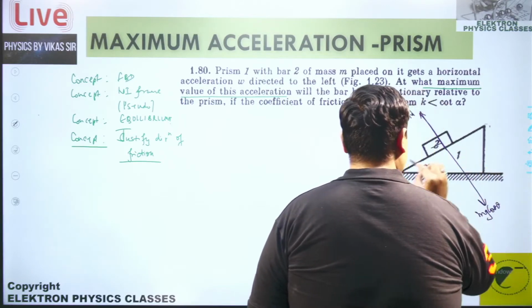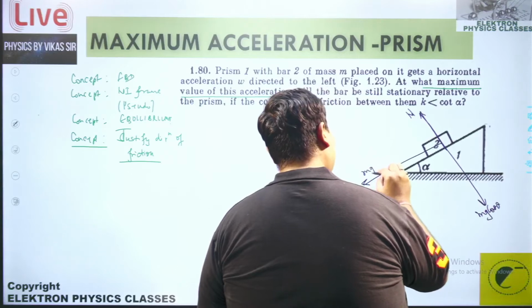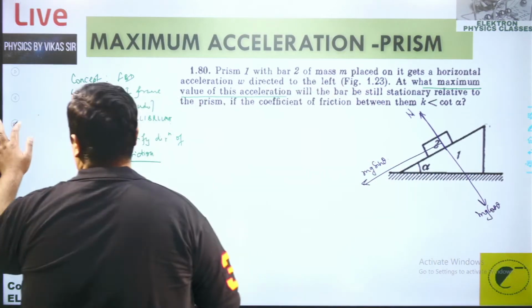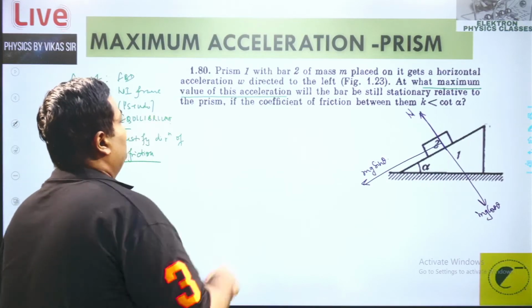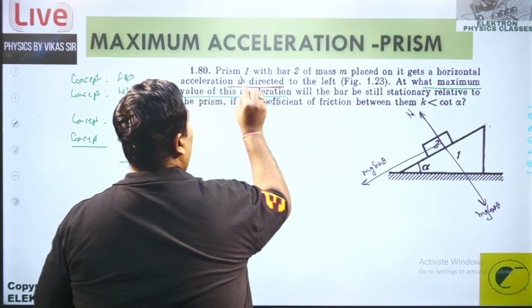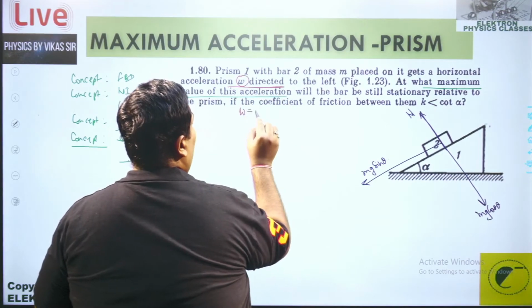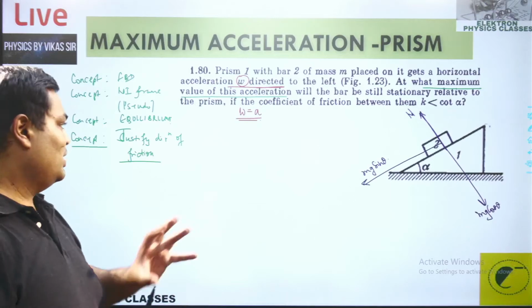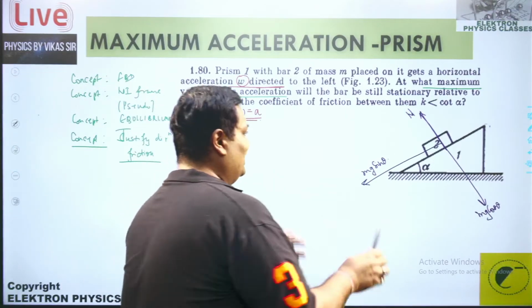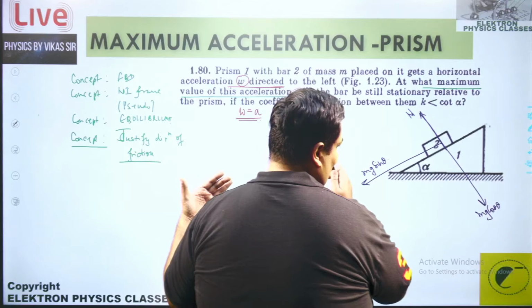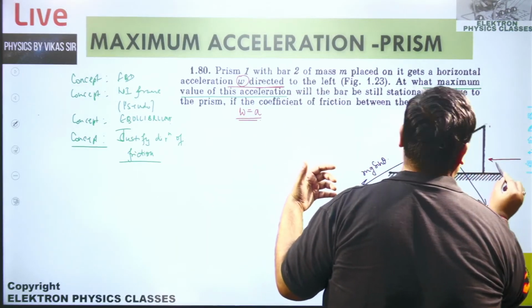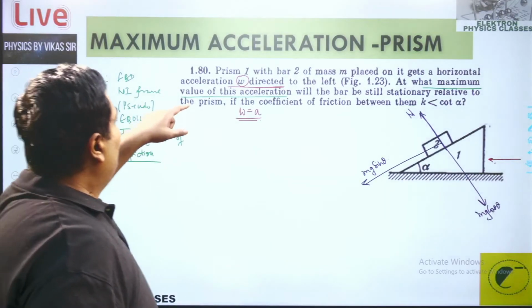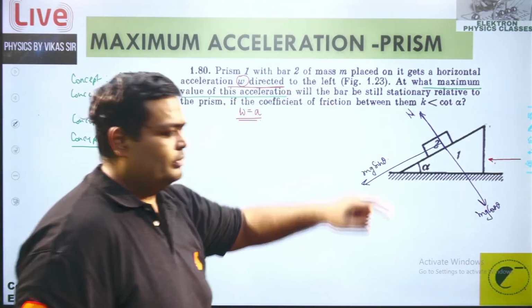There is mg sin theta, which will make this block slide down. And why? We have done something for it. We have provided it an acceleration w. I am writing w as equal to a here, correct? At the last step, I can substitute w as a or a as w, right? And that is in this direction, left forward. It says the horizontal acceleration is directed to the left.